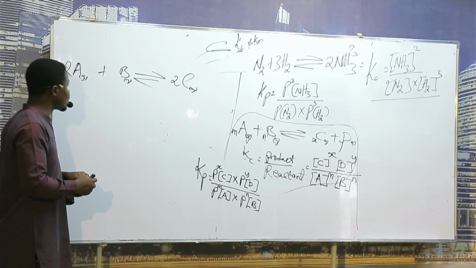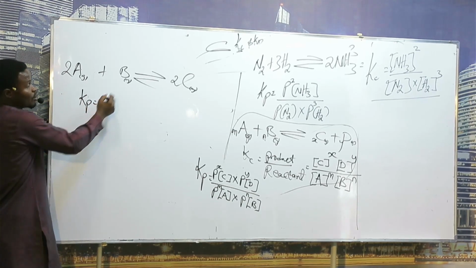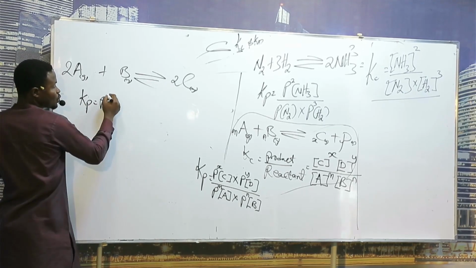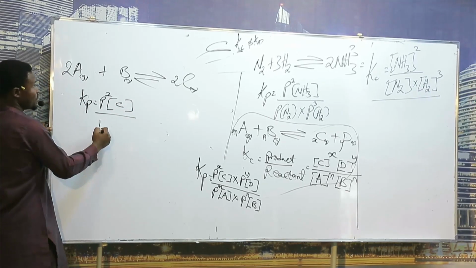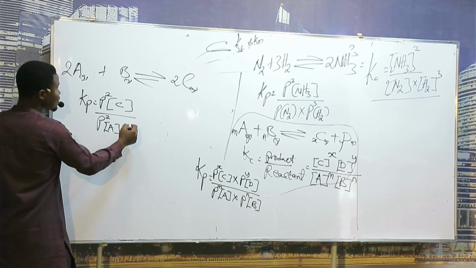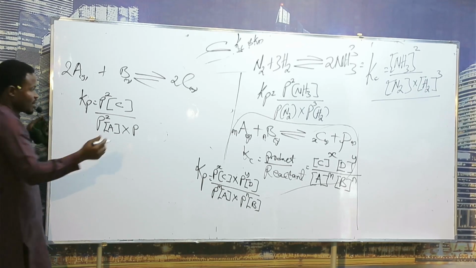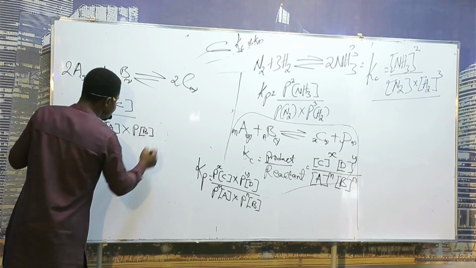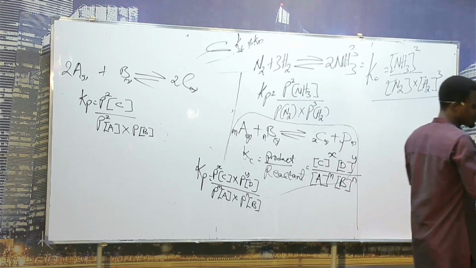Are you still confused? Let's do this guy in terms of Kp, the one now on the board. Now what is it? Kp is going to be product over reactant. In terms of Kp, P raised to power 2, bracket C, over P raised to power 2, bracket A, times P raised to power 1, or just P, in bracket B. You can raise it to power 1, you can choose not to raise it to power 1. So far you know what you are doing.